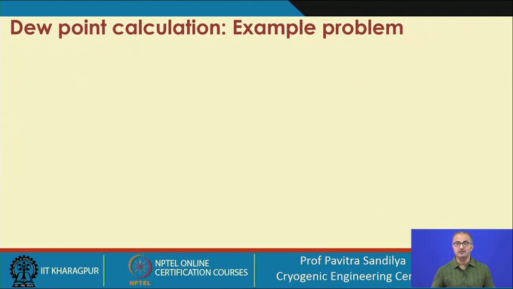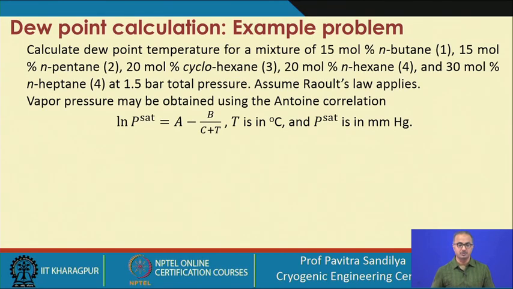In similar fashion, we go to a dew point calculation problem. In this, we have been asked to determine the dew point temperature of a mixture that contains 15 mole % of N-butane, labeled as component 1, then 15 mole % of N-pentane, component 2, 20 mole % of cyclohexane, component 3, 20 mole % of N-hexane, component 4, and 30 mole % of N-heptane, component 5, at 1.5 bar total pressure.